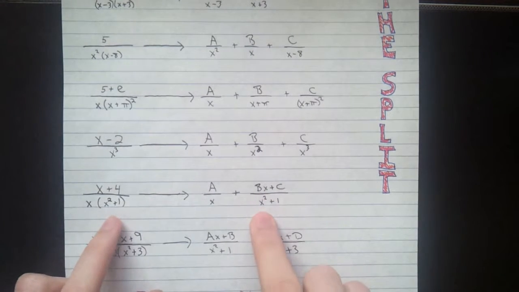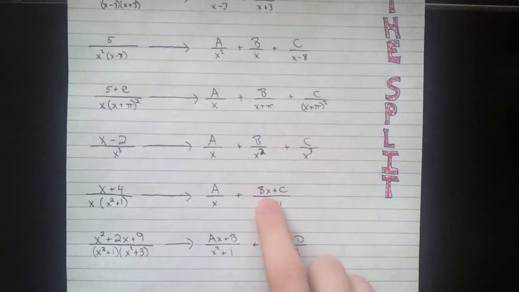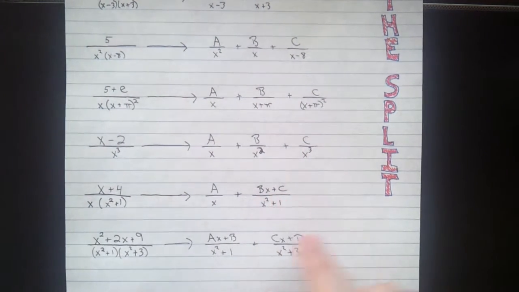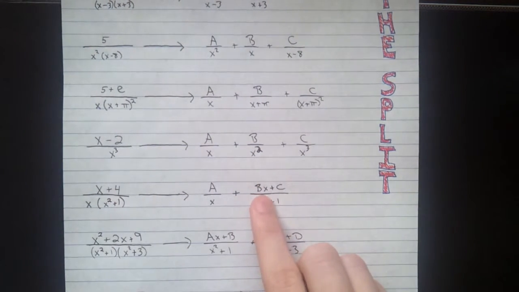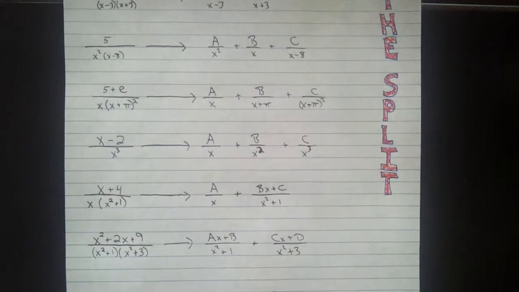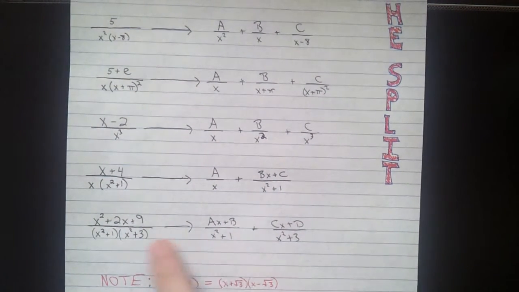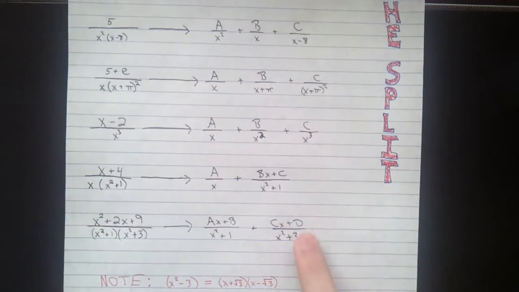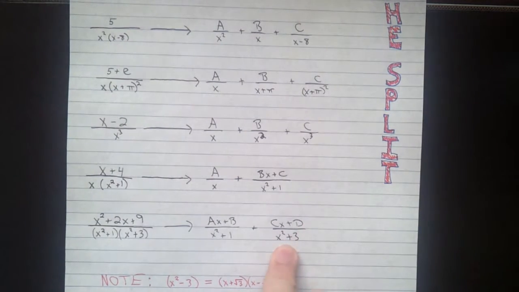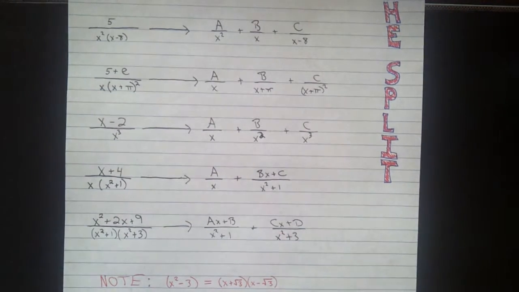So the generic form of x squared would be Ax squared plus Bx plus C. We're going one less, so just the Bx plus C is there. If you had an x cubed here, you would put Ax squared plus Bx plus C on top. And here's another example of that same thing. We have x squared plus 1 and x squared plus 3. So we end up with Ax plus B over x squared plus 1, Cx plus D over x squared plus 3. Doesn't matter what letters you use up there, we're going to solve for them later.